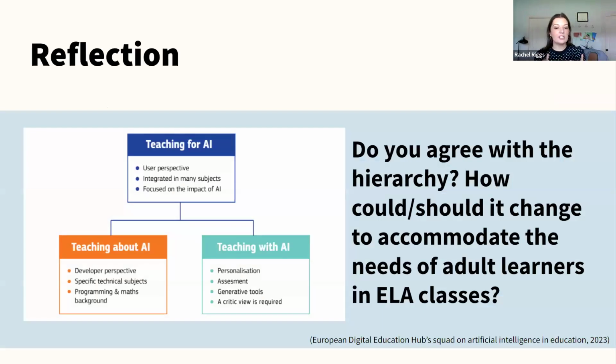So looking at the hierarchy that the European Union set out, they advocate for teaching for AI as being the primary thing, so preparing learners to use AI. That's what they put at the top. Then they have teaching about AI, again a developer's perspective, preparing learners to develop or train AI. And then teaching with AI, that's about using AI effectively as a teacher.